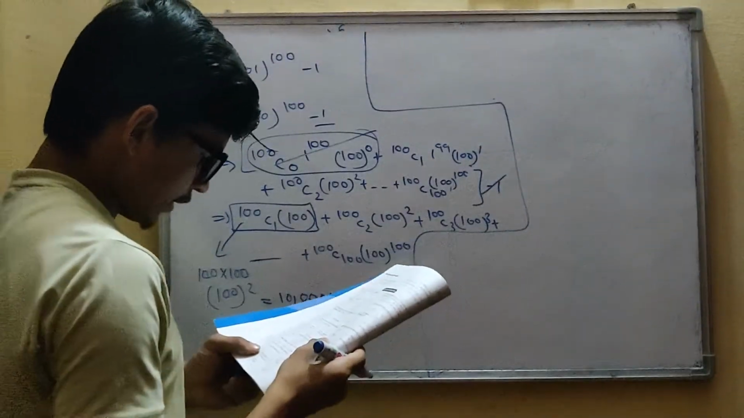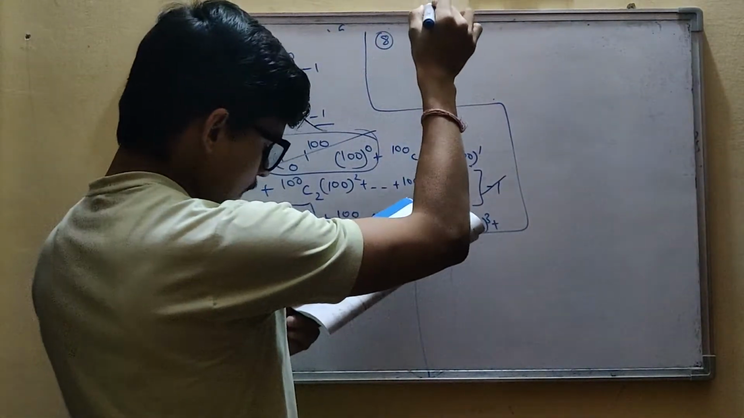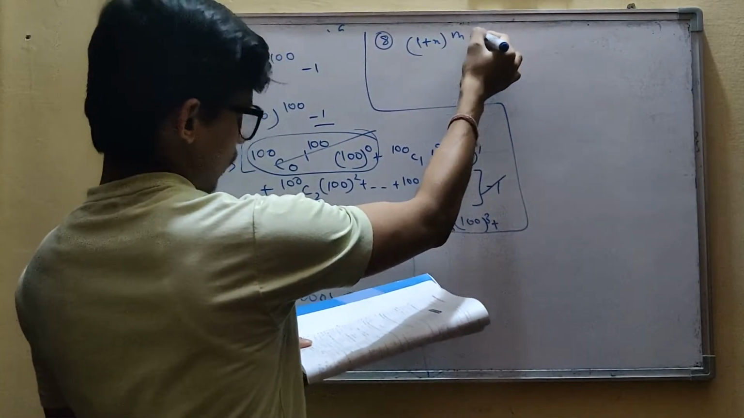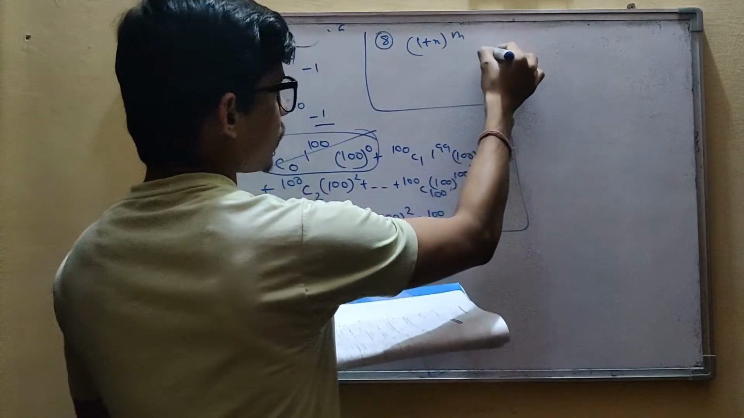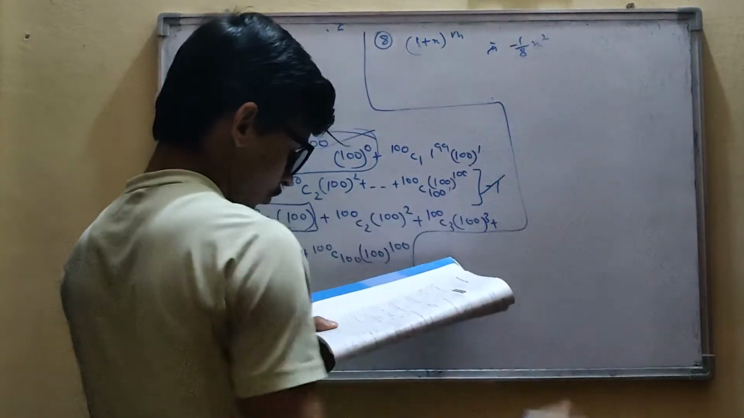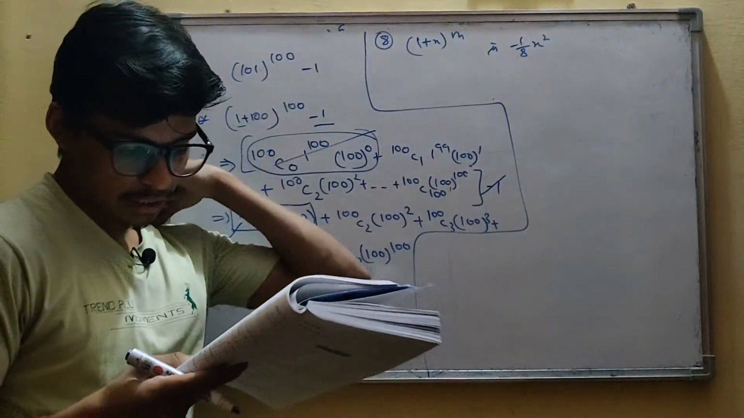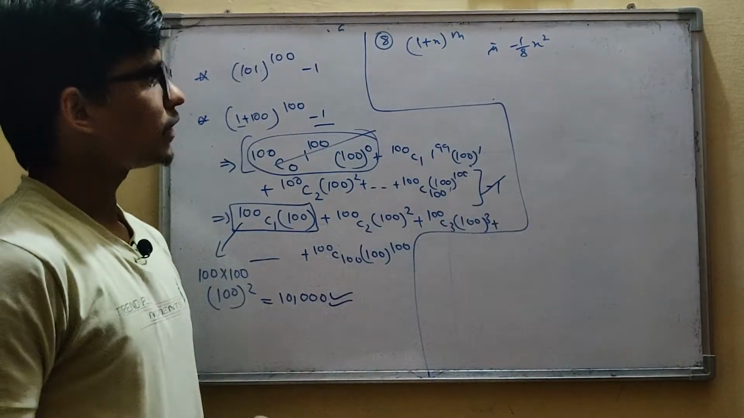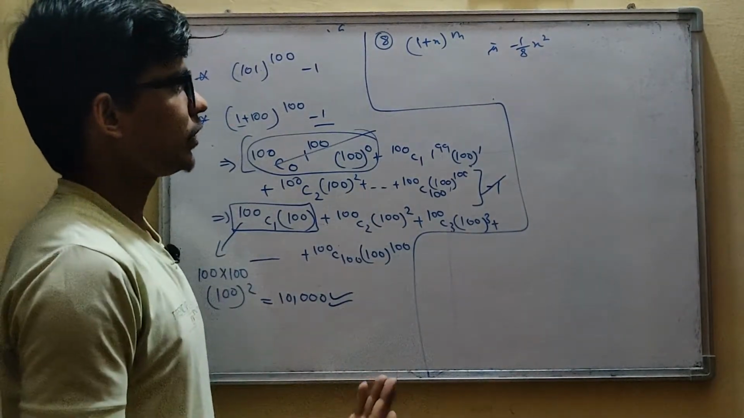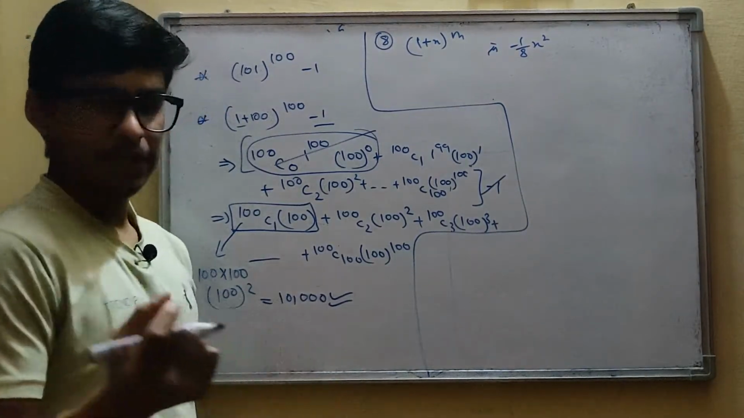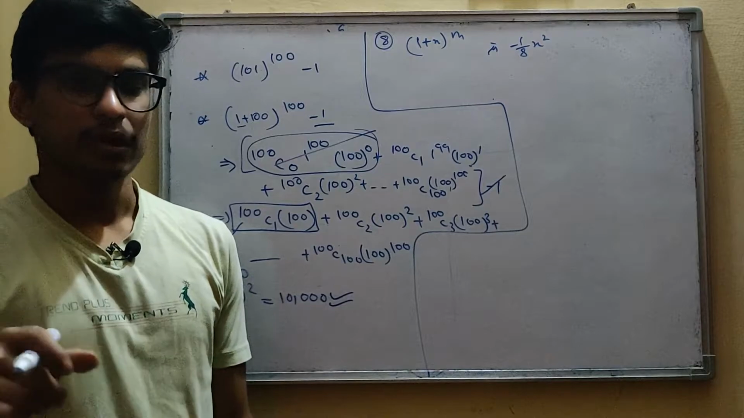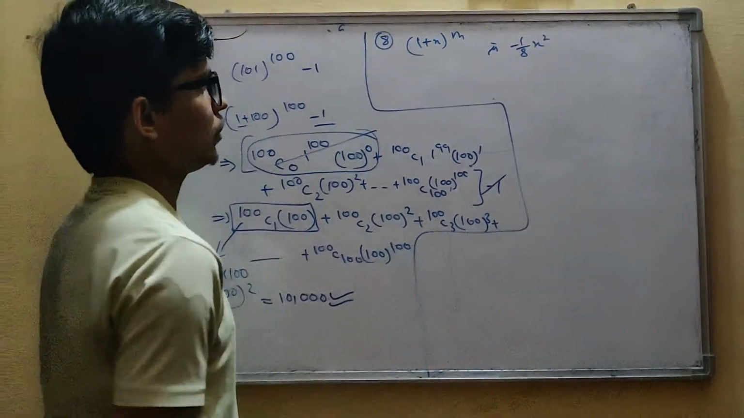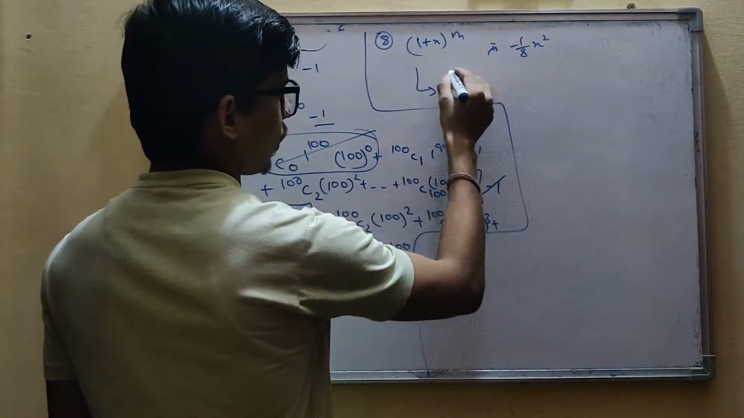So the next question is 8. The question is (1 plus x) to the power m, where x is minus 1 upon 8x square. If the third term in the binomial expansion of this is given, find the rational value of m. You can solve it in the usual way, but as they are saying m is a rational value, it could be a fraction also, so the binomial theorem is not applicable here. You have to write it like this, (1 plus x) to the power m.